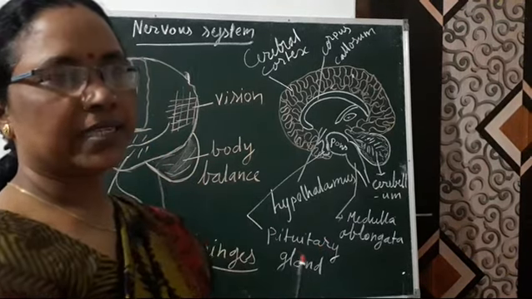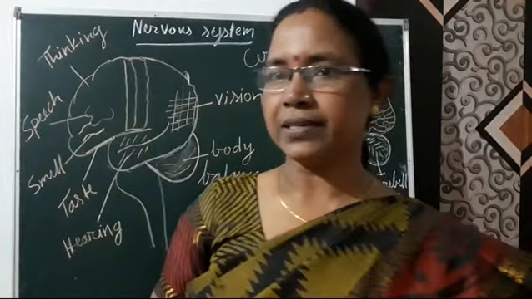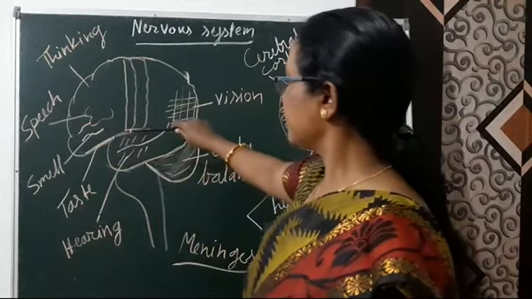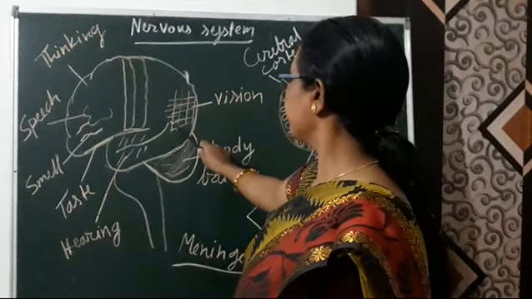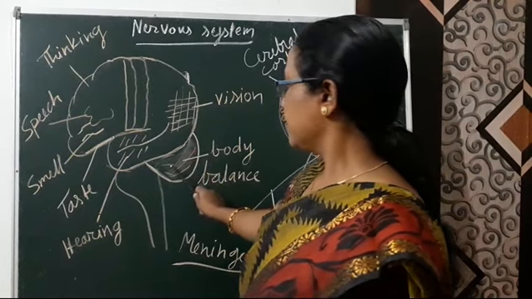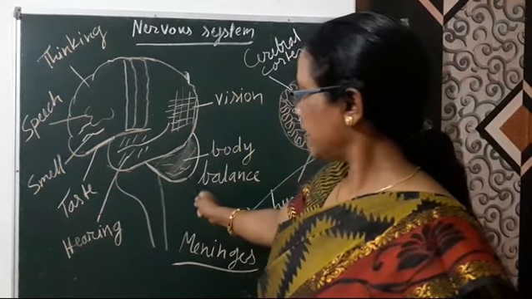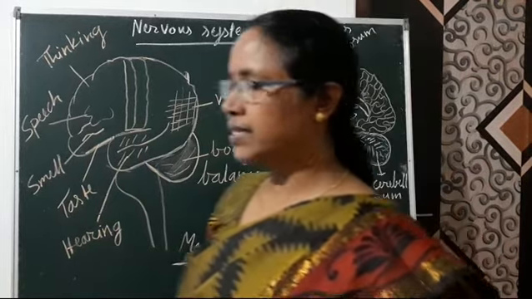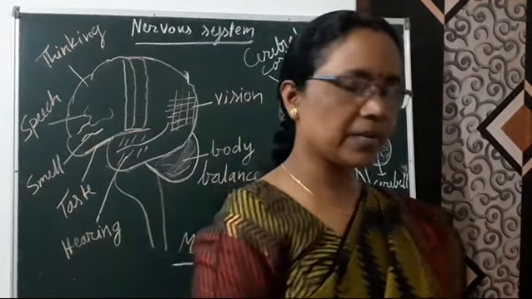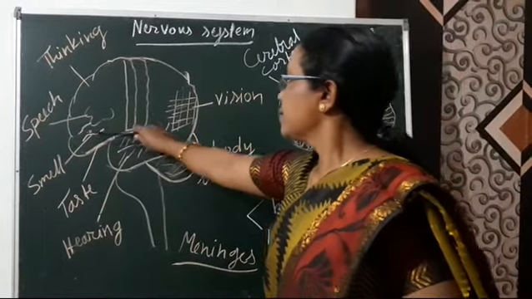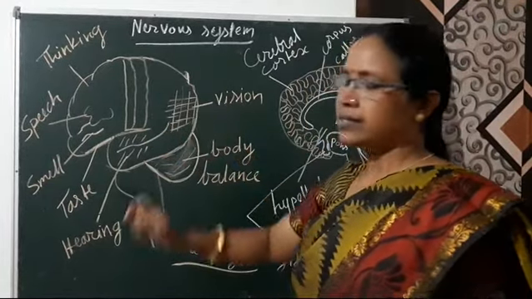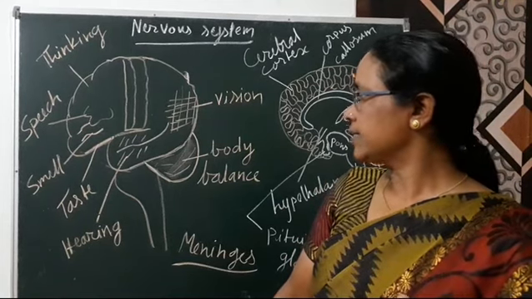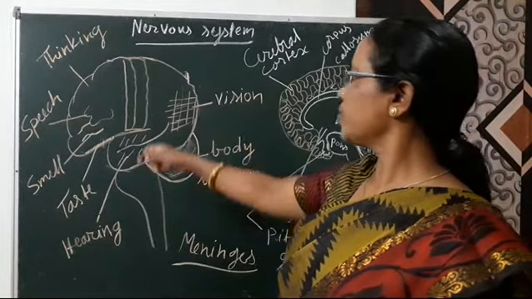First we will see about the parts of the brain. There are three parts of the brain: first is the larger cerebrum, second is the cerebellum, and third is the medulla oblongata. First we will see about the cerebrum. Cerebrum is the largest part of the brain.